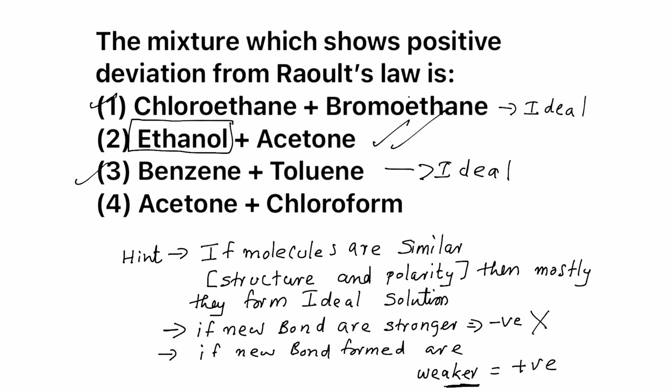See, last one is acetone and chloroform, a classical example for negative deviation. When you mix acetone and chloroform, a very strong hydrogen bond exists between acetone and chloroform, right? So new bonds are stronger. If new bonds are stronger, then it is negative deviation. So this is a classic example for negative deviation. So what is our answer? Ethanol plus acetone. Got it right?